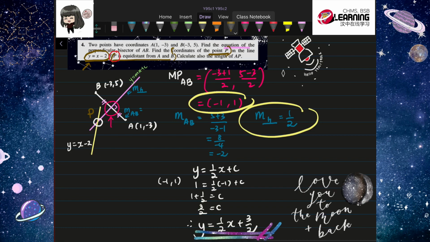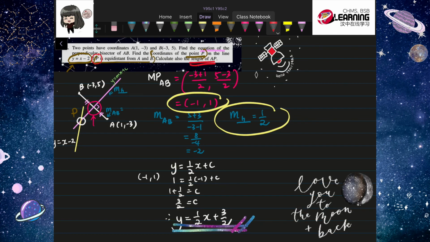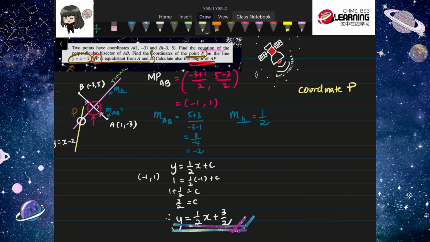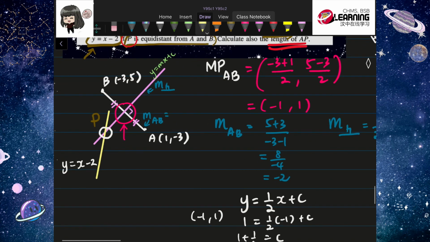Then calculate the length of AP. Before you find the length of AP, we park it first and find it later. We have to find the coordinate of P first. After we find the coordinate of P, only then can we find the length of AP. So to find the coordinate of P, we need simultaneous equations, because this is a point of intersection. Which lines? The line touching this line and also this line.